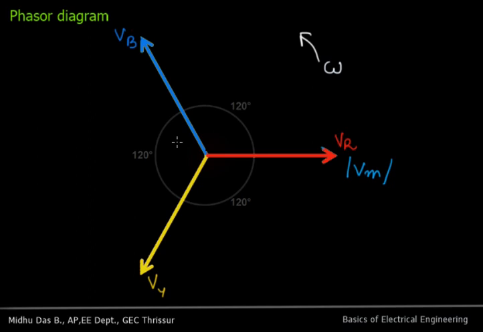Please note that you can draw the phasor diagram using the amplitude as well as the RMS value. Even if you divide this magnitude by a factor of root 2, you can draw the phasor diagram. So it is not strict that you have to draw the phasor diagram using the maximum value itself.